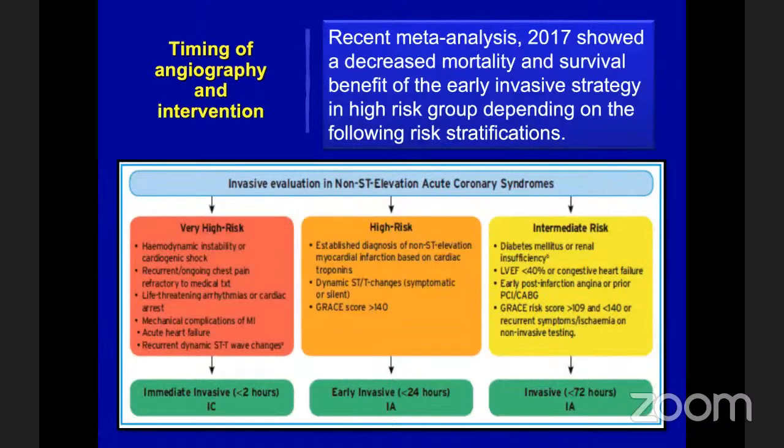The last category, which has intermediate risk: those with diabetes mellitus, mild renal impairment, congestive heart failure or LV dysfunction, early post-infarction angina, prior PCI or CABG, or stratified by risk scores in the gray zone, less than high and more than moderate. This group will benefit from invasive intervention in the first 3 days of presentation.